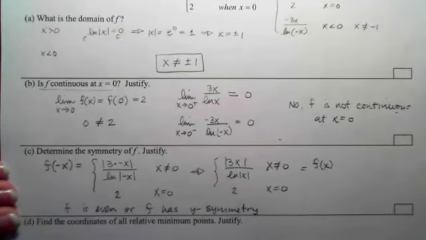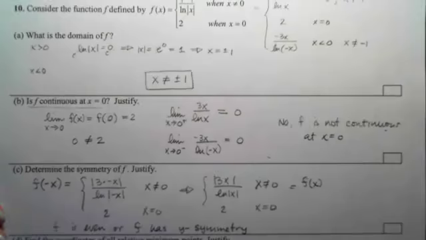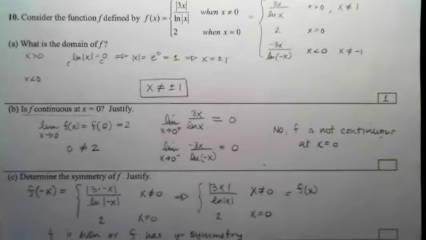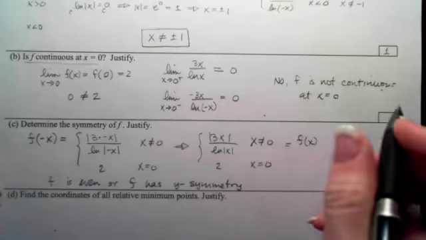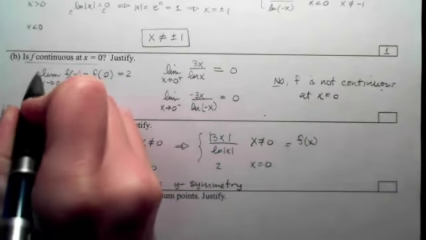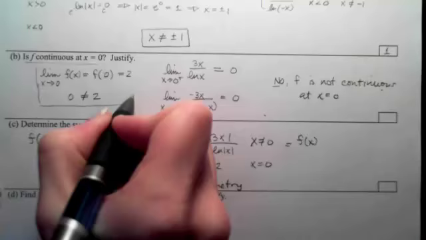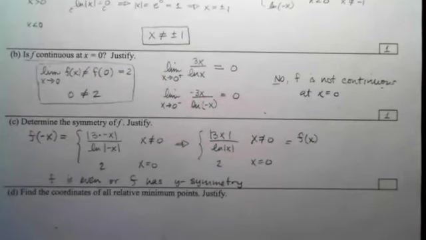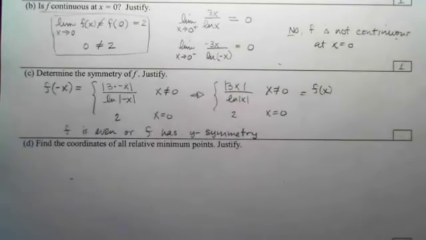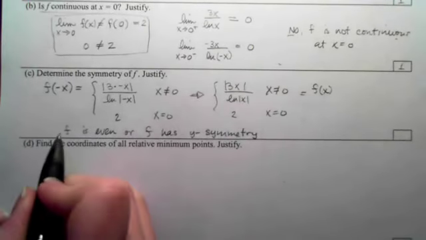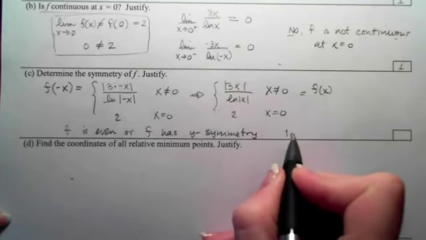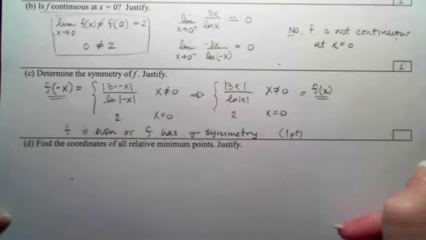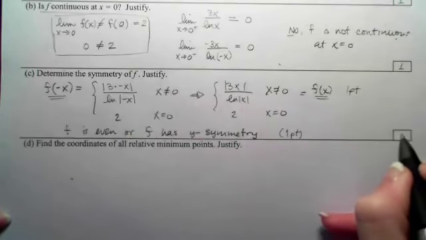So maybe before we continue on, we'll do the point breakdown up to here. For the first part, we get 1 point for writing the domain. For part B, we get 1 point for saying no and giving the reason, which is this definition and how the limit and the value don't equal each other. Next, part C is worth 2 points. We get 1 point for saying that it's even, and we get another point for doing the justification and showing that f of negative x equals f of x. So a total of 2 points.